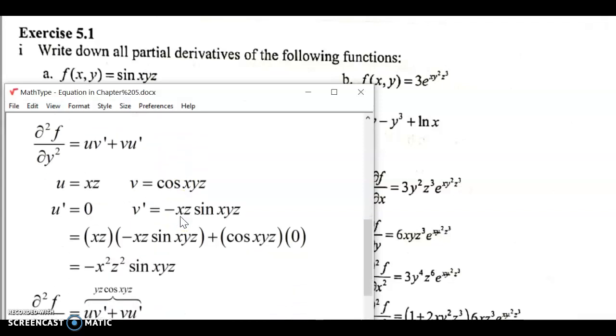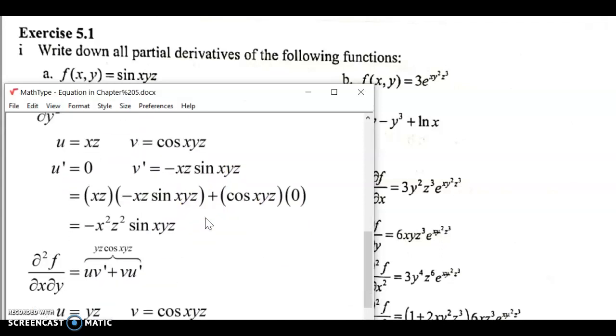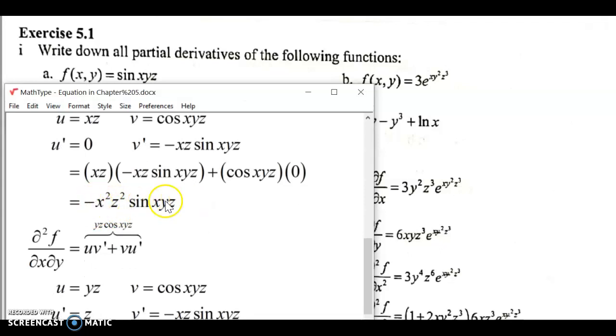Look for the second derivative. You should just do it like this, right? xz, derive it, right? There is no y term here, so 0. As for this one, if we derive it in terms of y, you should leave xz with negative sin, so you get negative xz times sin xyz. Substitute it, and this is the answer.